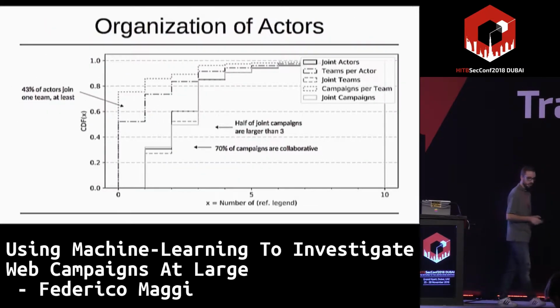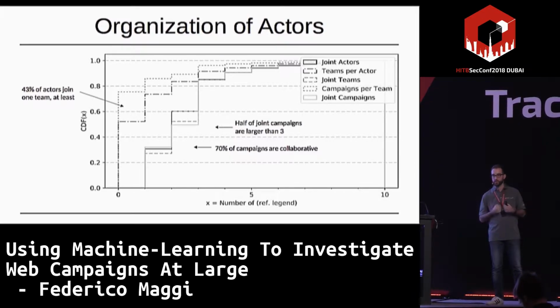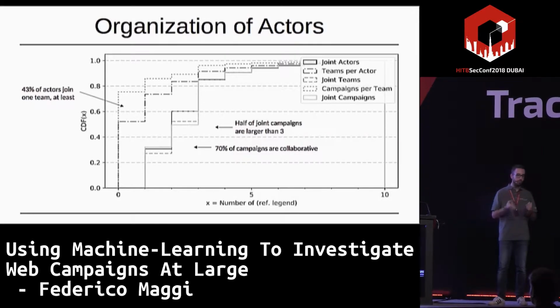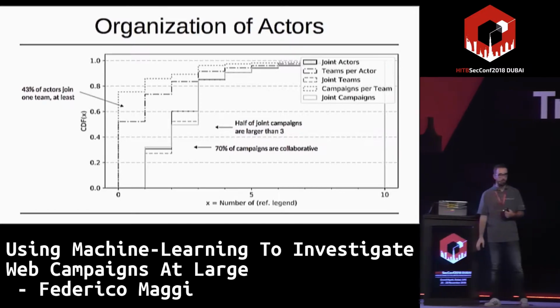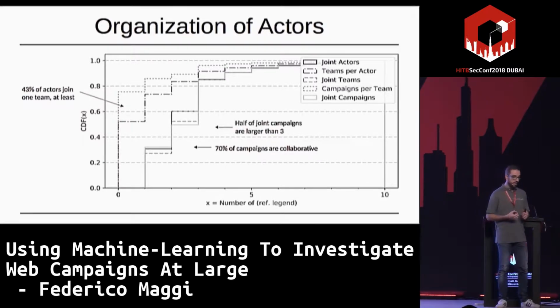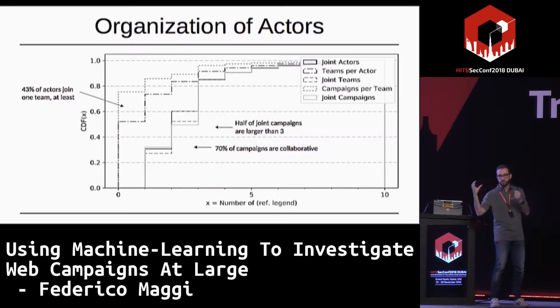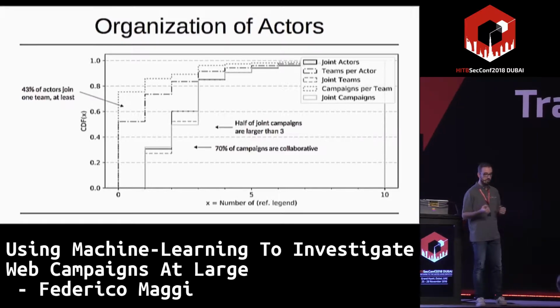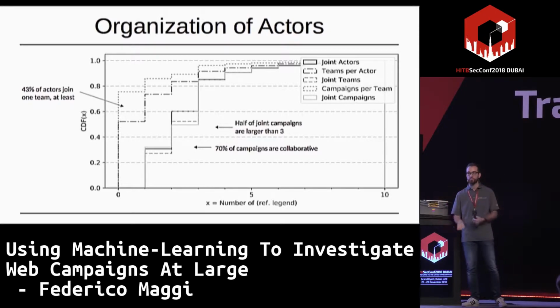Whoops, little spoiler. So one thing that we could learn by looking at this data is how the actors are organized. We can tell, for example, that 43% of the actors are at least in one team. So just statistically speaking, we can query our clustering, our campaigns, and say how many of them are lone wolves, how many of them are instead in a team. So we can ask these kinds of things. Or for example, we can tell that half of them would join campaigns that are larger than 3. Or that 70% of the campaigns are not by lone wolves, are by groups of actors.